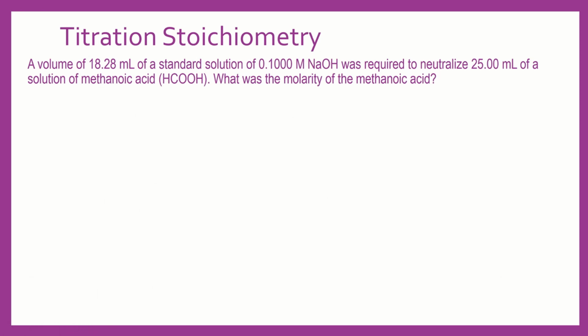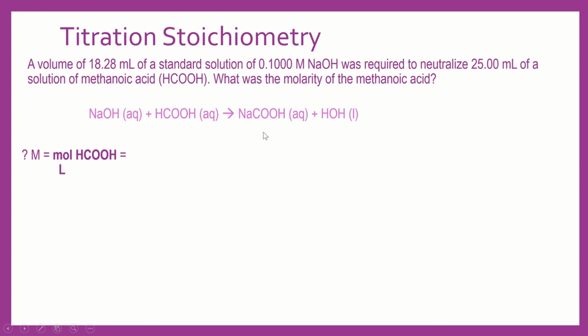Let's take a look at a titration stoichiometry example problem. So theoretically, they have a volume of 18.28 milliliters of a standard solution of 0.1 molar NaOH, and it neutralized the 25 milliliter solution of methanoic acid. What is the molarity of the methanoic acid? First step, always balance a chemical equation. And it's just like stoichiometry, you're always going to need a balanced chemical equation.